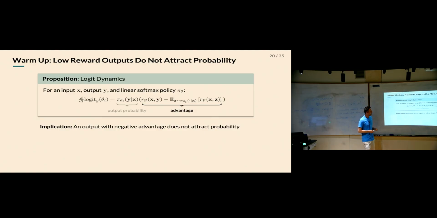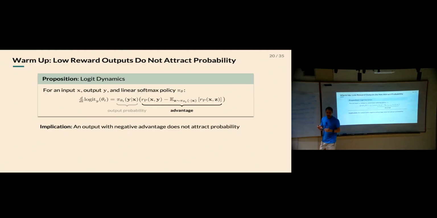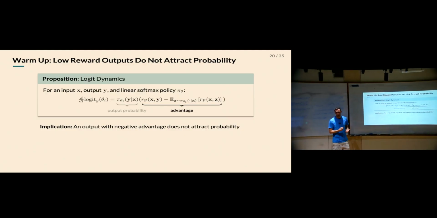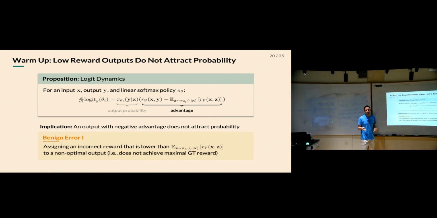If an output has a negative advantage, a proxy reward which is lower than the current expected reward, then its logit will decrease. It will not attract probability. This means that if we have some output which is not the optimal output, not what we want to learn anyway, and we incorrectly assign it a very low reward, then it doesn't matter much. It won't attract probability, and maybe it's not problematic.